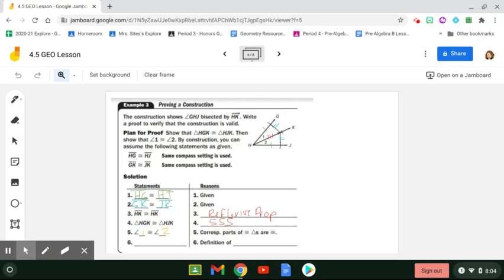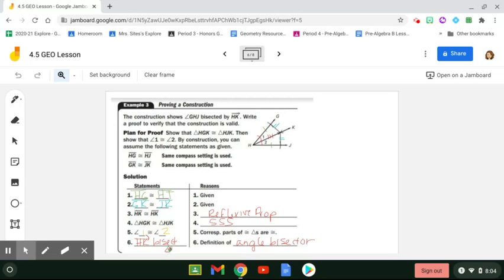So because these are in fact congruent to one another, we've proved that it is a valid construction because by definition of an angle bisector, we've proved that ray HK bisected angle GHJ.